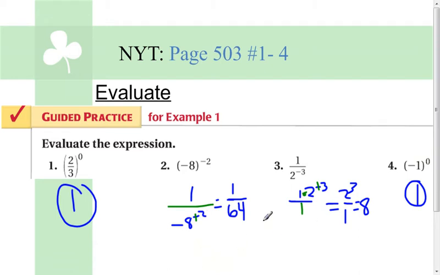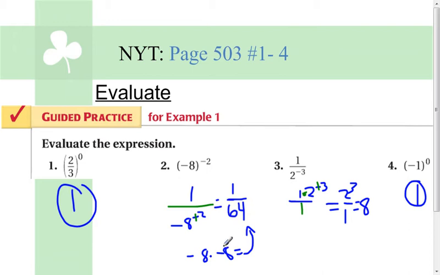For numbers 2 and 3, you had a negative exponent. So imagine you had 8 to the negative second power. When you pass it over the fraction bar, you move it from the numerator to the denominator, and it changes the sign of the exponent. So now this problem is 1 over negative 8 squared, and negative 8 times negative 8 is a positive 64 in the denominator.